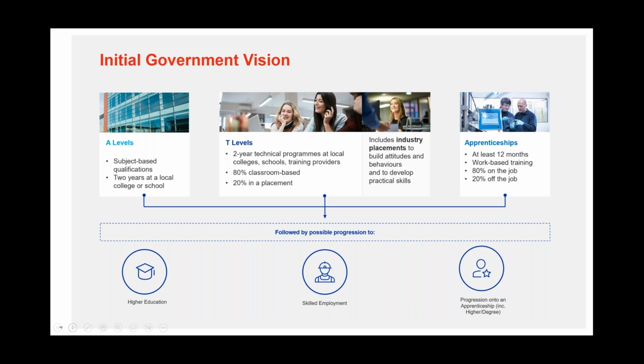And the T-level is the new gold standard qualification for technical programs. It's a 2-year technical program based at local colleges, schools, and training providers, which, unlike the apprenticeship, is 80% roughly classroom-based and 20% in an industry placement. And that substantial proportion of industry placement will help to build attitudes, behaviours, and skills towards that employer, towards that learner progressing into employment. Possible progression from all 3 of these level 3 routes would be into either skilled employment, higher education, or a degree apprenticeship, for example.